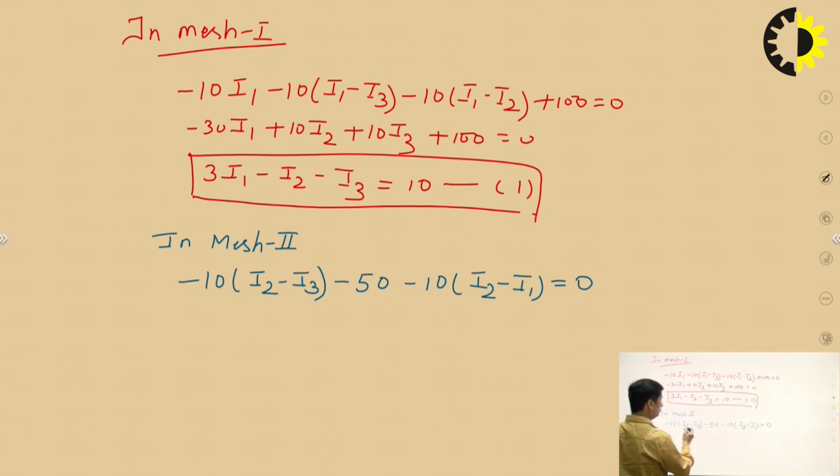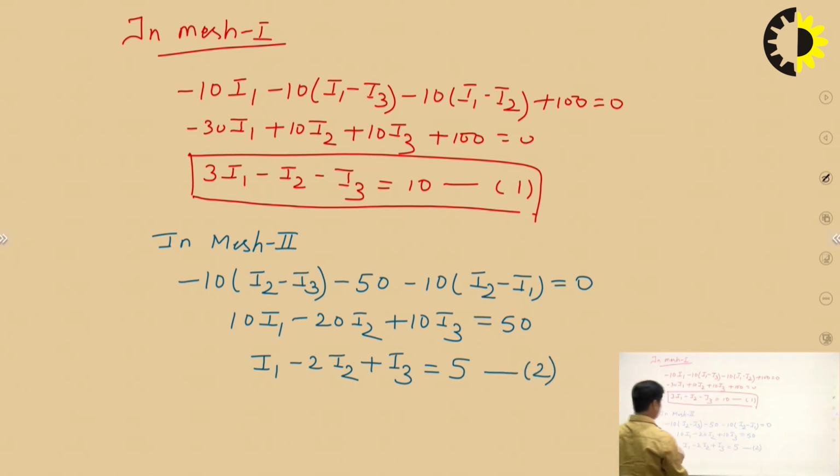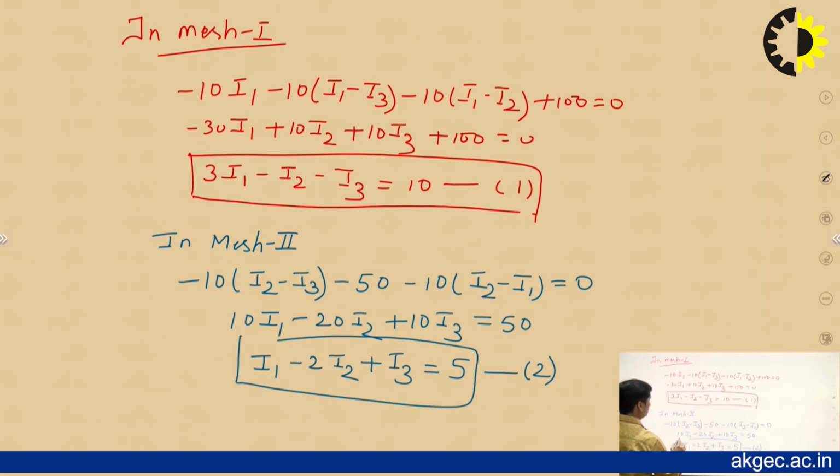So you solve it further. So 10 I1, then 10 I2 and 10 I2 make 20 I2, minus 20 I2. Then we have 10 I3 plus 10 I3, and this must be equal to 50. We take 50 on the right hand side, or we can further simplify by dividing by 10. So it is I1 minus 2 I2 plus I3 equal to 5. Simple. And this will become our second equation. So the first equation is this, and the second mesh equation is I1 minus 2 I2 plus I3 equal to 5.